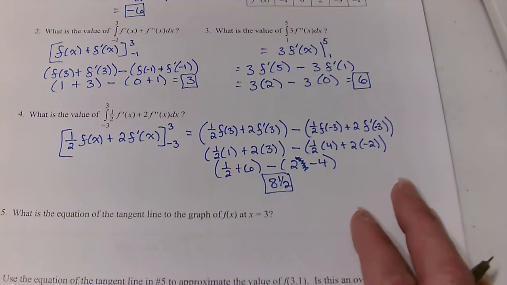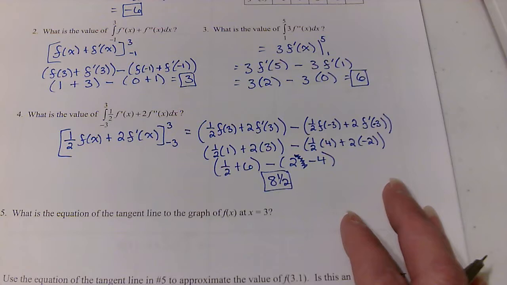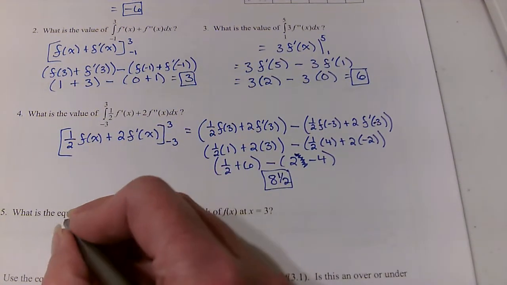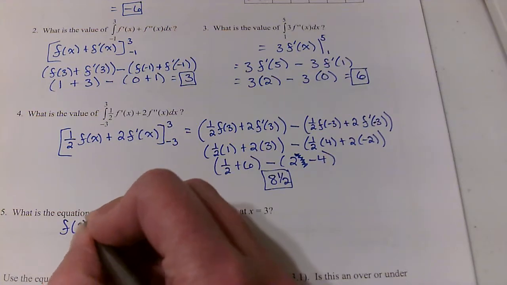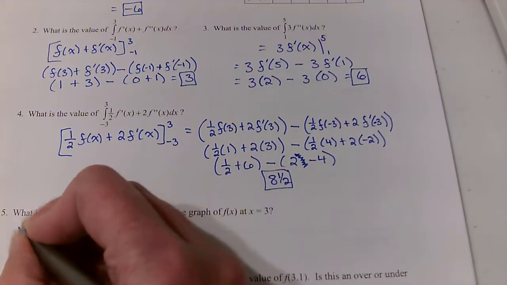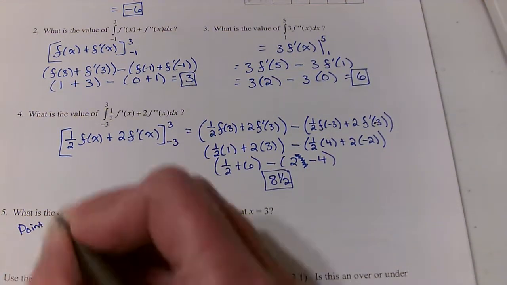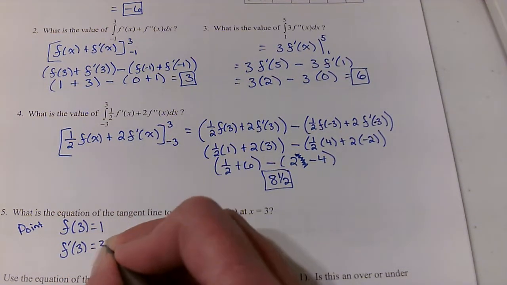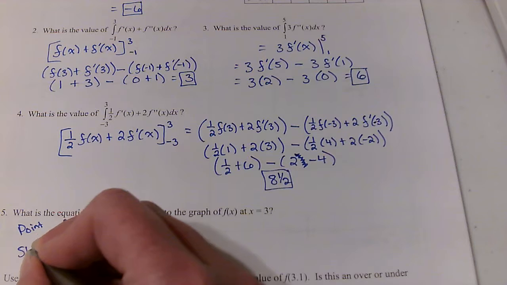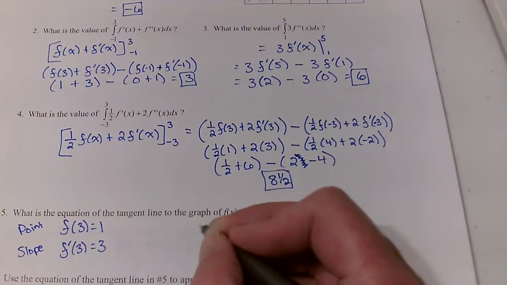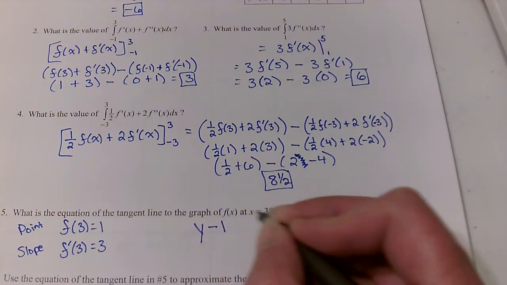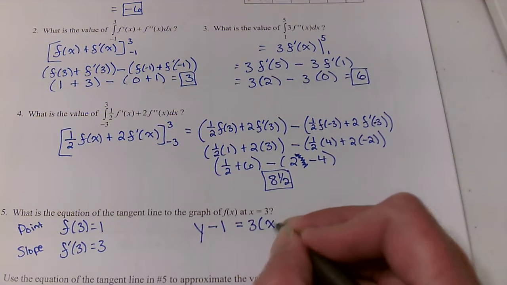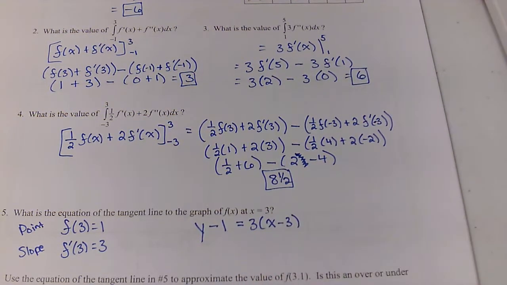What is the equation of the tangent line at x equals 3? Oh my gosh. So let's see. F of 3 is 1. That's my point. F prime of 3 is 3. That's my slope. So y minus the y value equals slope times x minus the x value.